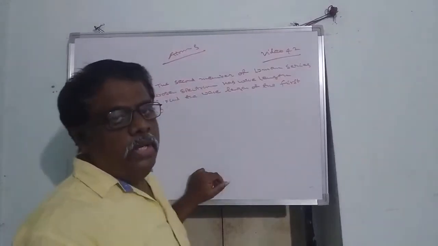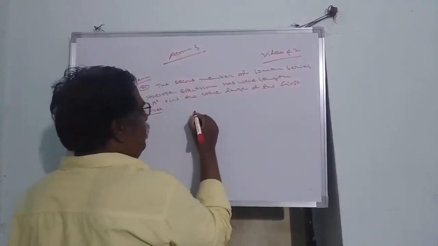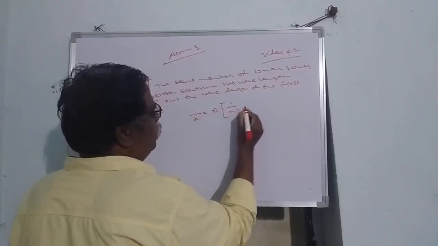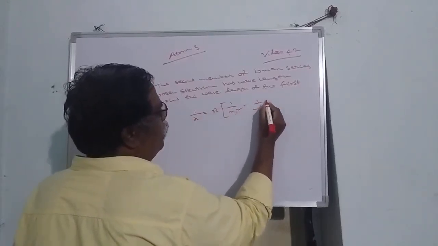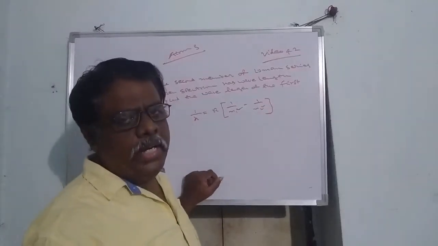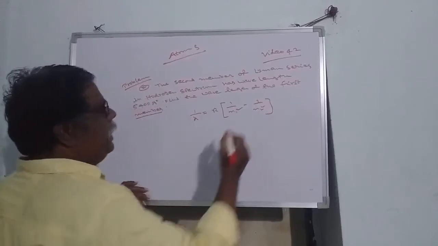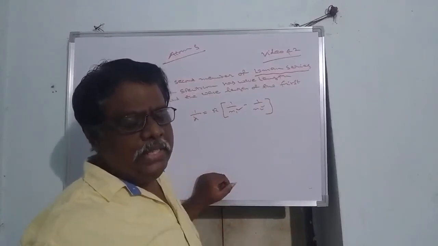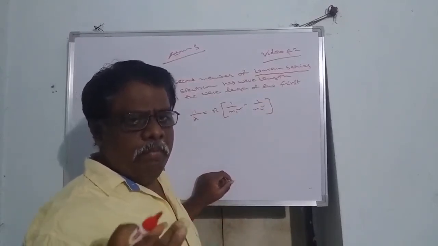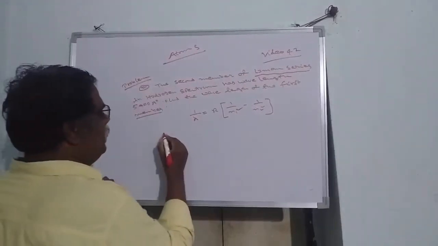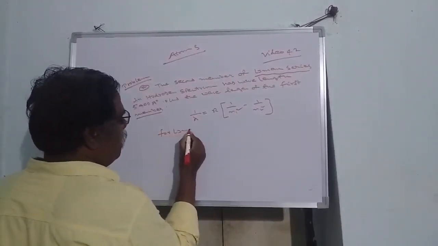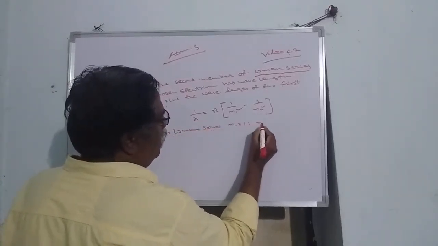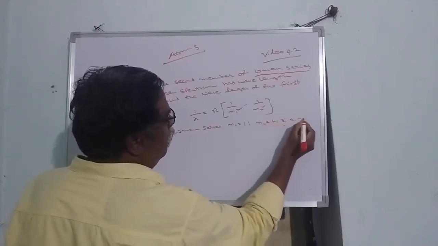Here also we have to use the Rydberg formula. What is the formula? We have to remember it: 1 by lambda is equal to R into 1 by N1 square minus 1 by N2 square. R is the Rydberg constant, lambda is the wavelength. Here they have given the Lyman series. We have to remember the order of the series: Lyman series, Balmer series, Paschen series, Brackett series and Pfund series. For the Lyman series, N1 is equal to 1, N2 is equal to 2, 3, 4 and so on.